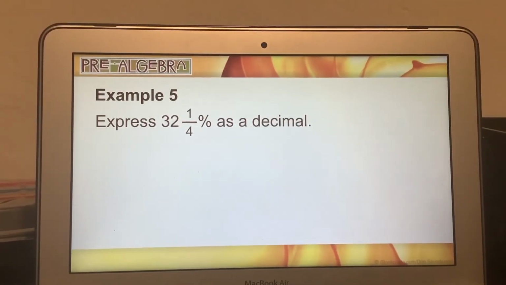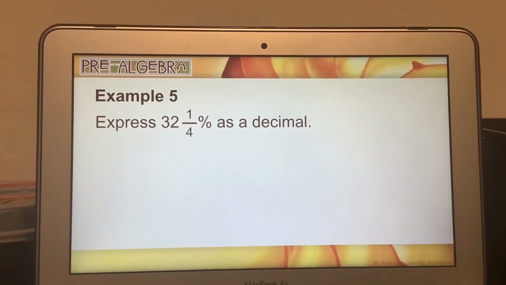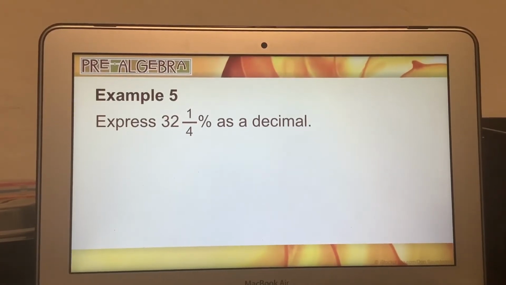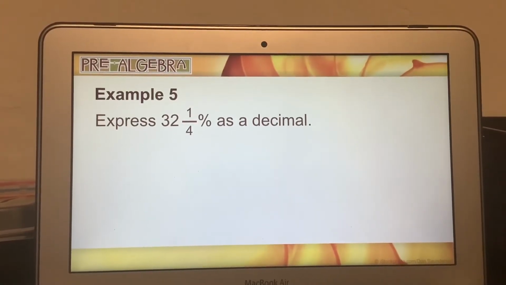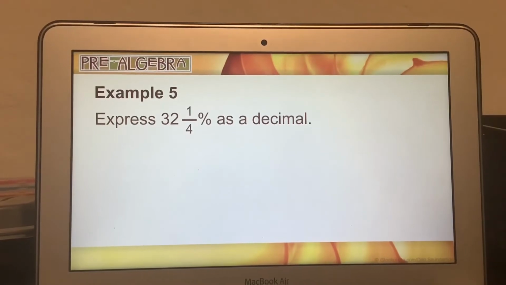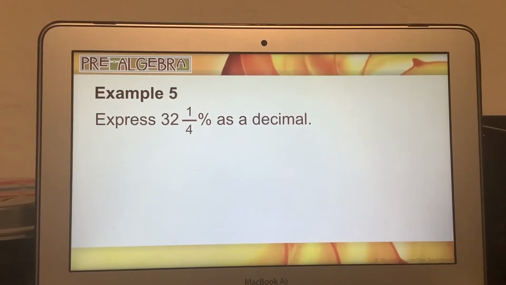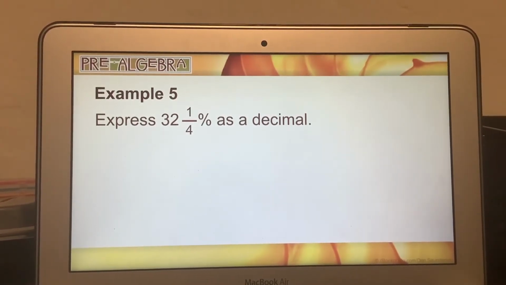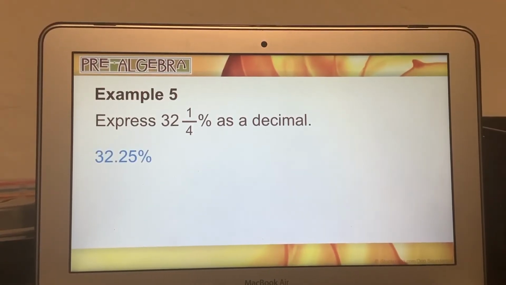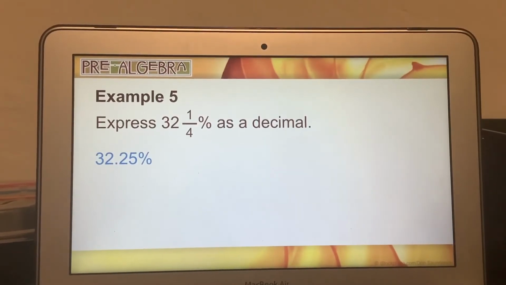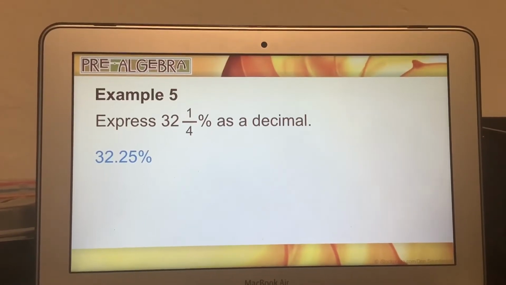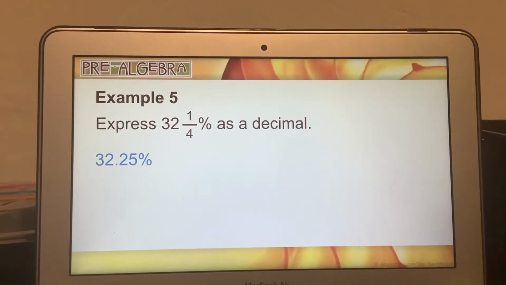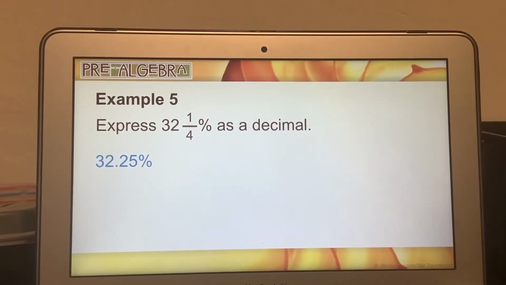Okay, now let's say we have 32 1/4%, and I need to convert that into a decimal. So 32 1/4%, I can convert that into 32.25% first, because remember 1/4 is the same as 0.25. So here I have the percent with a decimal, 32.25%.